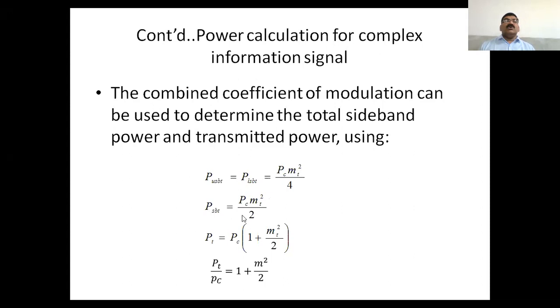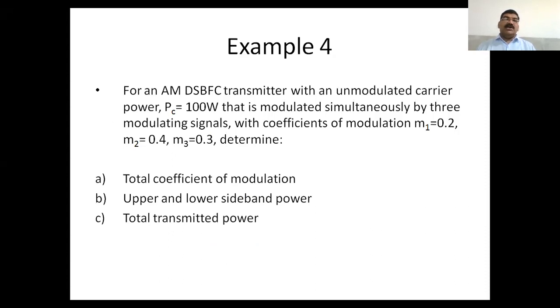So it becomes the total sideband power is PC MT square by 2 and carrier power is PC. So total power is PC into 1 plus MT square by 2. This formula is same, only instead of the modulating index of the single individual modulating signal, we have to use the total. So PT by PC can be related by this particular formula. This is the concept here for the complex modulating signal. Now we will go numerical based on this.